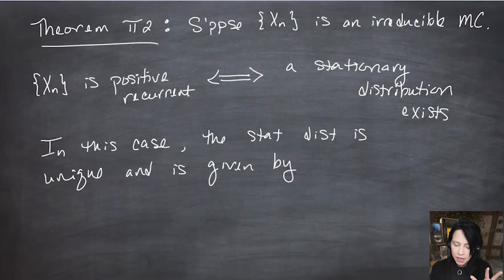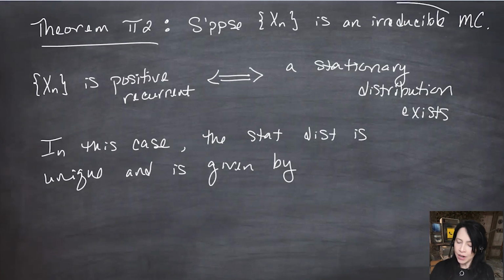But before I do that, we've got some overlap already. This is theorem pi 2, and we've got some overlap with theorem pi 1. We had irreducibility, positive recurrence, and aperiodicity, and that means that a limiting distribution exists. We then showed that a limiting distribution is stationary. Right now we're saying irreducible, positive recurrent is enough for a stationary distribution. That's not enough for a limiting distribution.